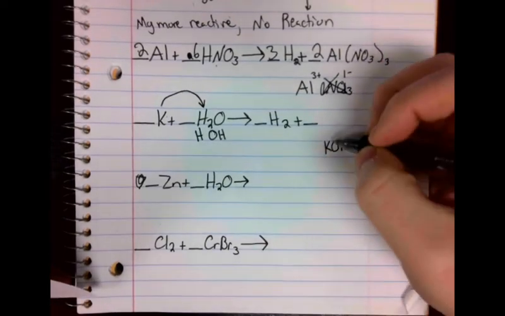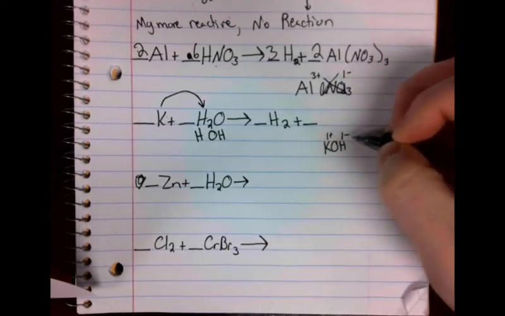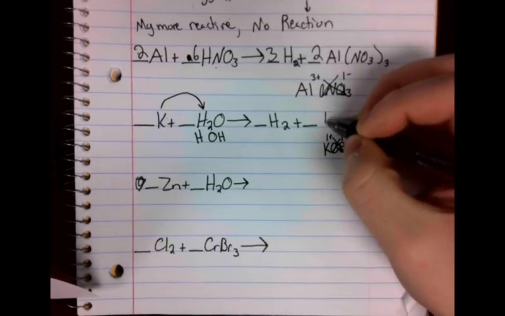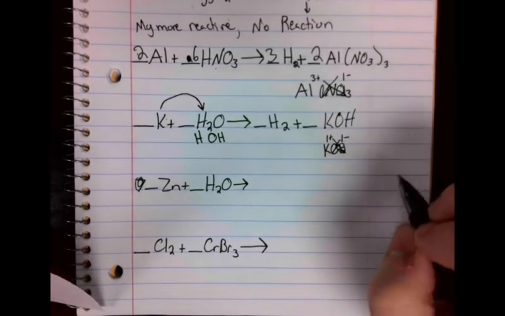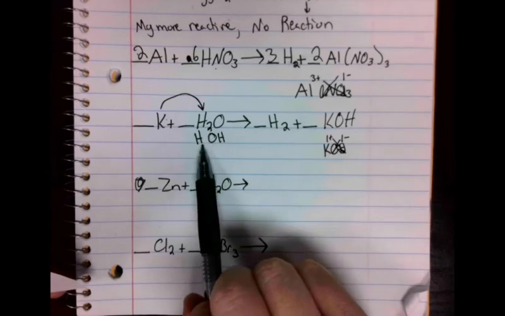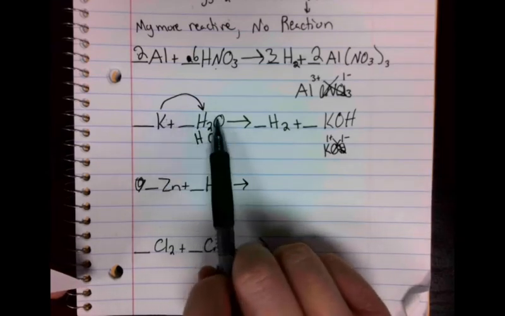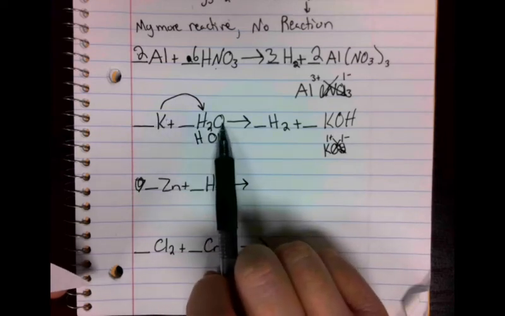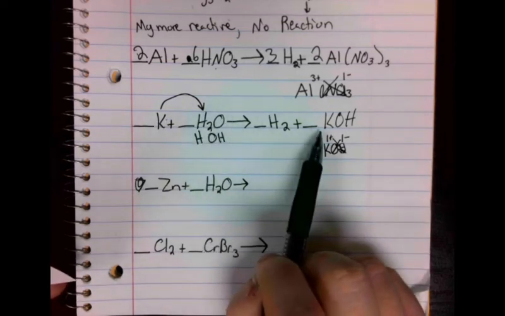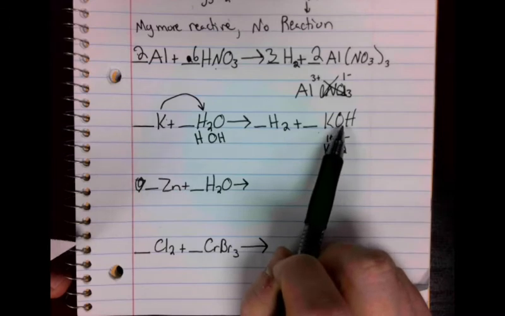KOH. K has a 1+ charge, OH has a 1- charge. We cross them, we don't need anything else. We get KOH. So when you split water, you have to split it as HOH, not H2 and O. You don't rip the H2 out and then make KO, potassium oxide. You would make potassium hydroxide whenever you mix them together.